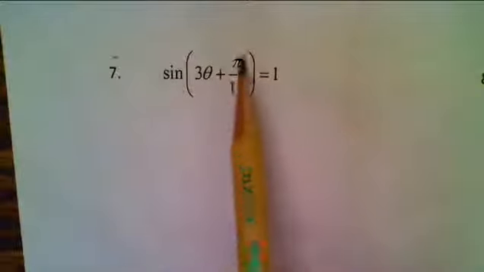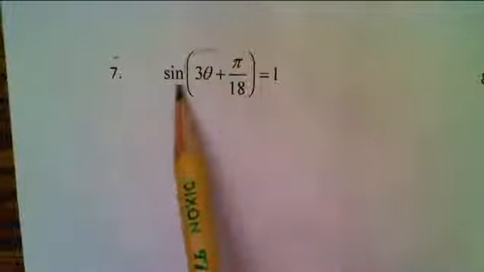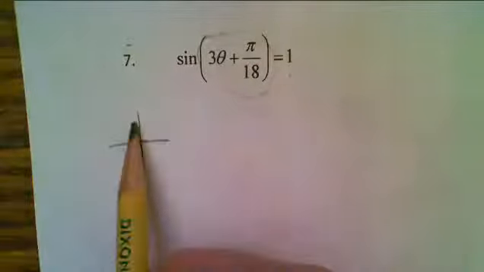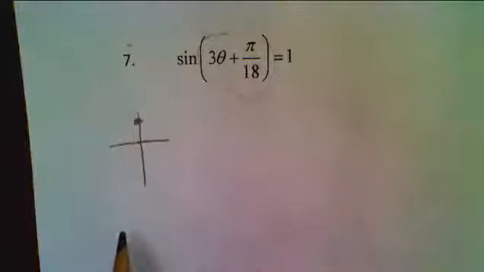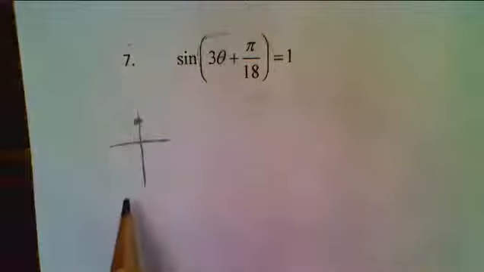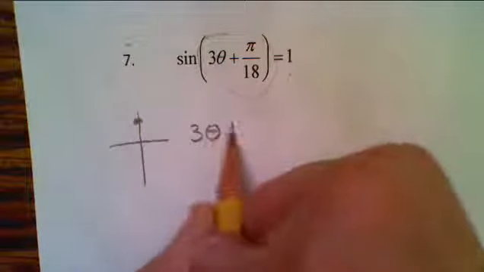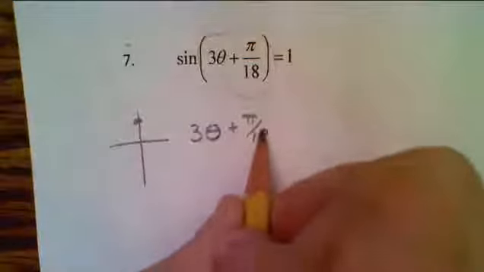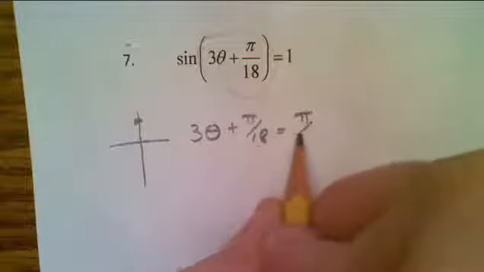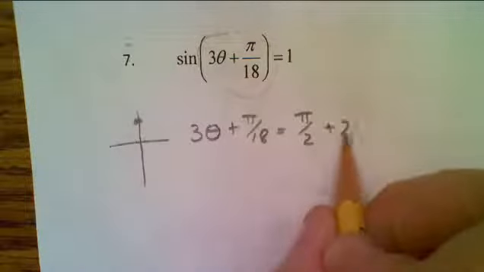So with this one, again, here's my angle. I want to know what angle has a sine of 1. The only place that's going to happen on the unit circle is when the y value is 1, which is up here. So it's the ordered pair (0, 1), and that happens at pi over 2. So my angle is going to equal pi over 2. Because I have this 3 in front of here, I have to go plus 2 pi k.